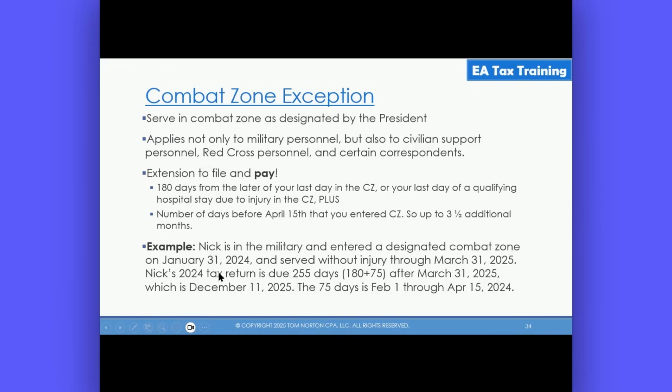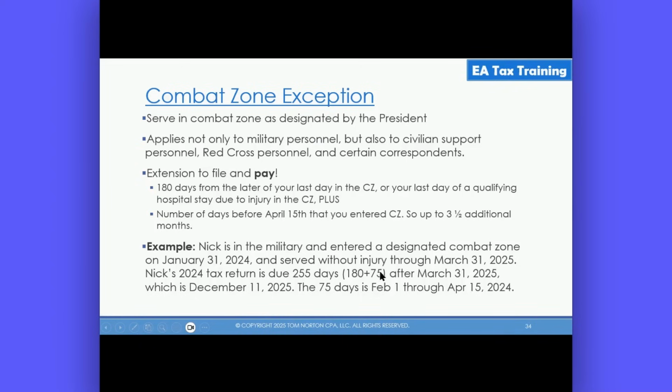So let's look at an example. Nick is in the military and entered a combat zone on January 31st of 2024, and he served without injury through March 31st of 2025. When is his tax return due? His 2024 tax return is due 255 days after March 31st of 2025, which is December 11th, 2025.